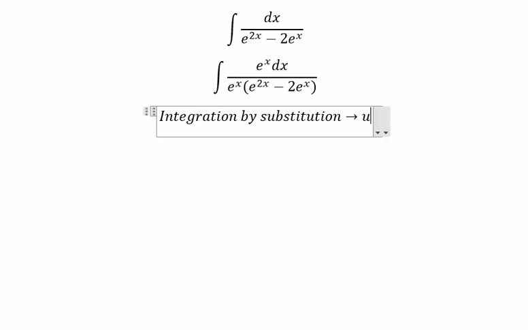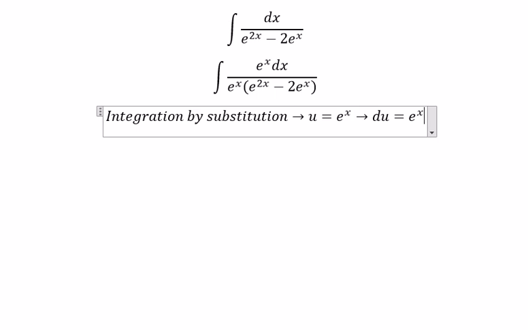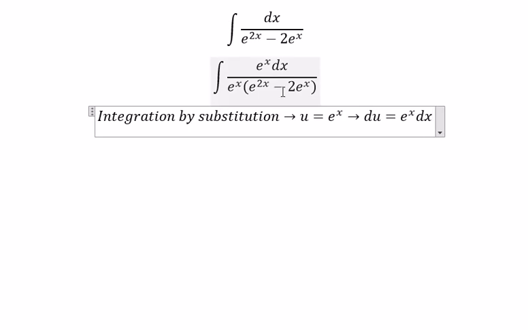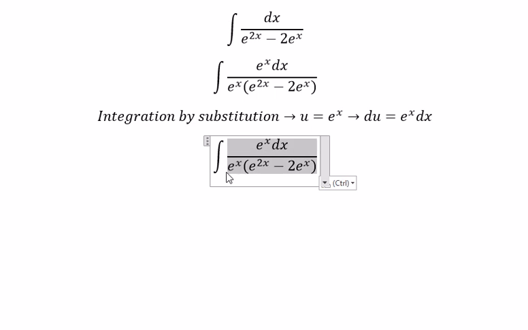We put u equal to e to the power of s, du equal to e to the power of s ds. This one we change for u. This one you change to u square. This one we change for u. This one we change for du.